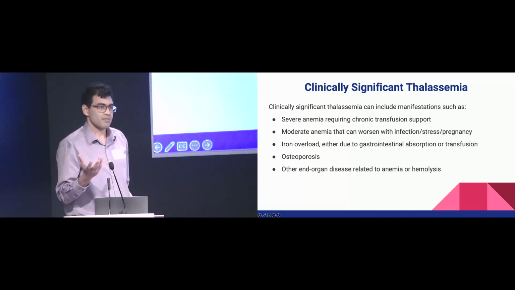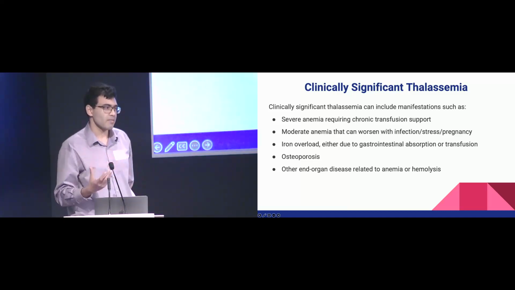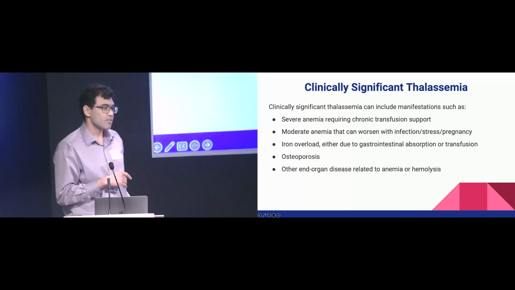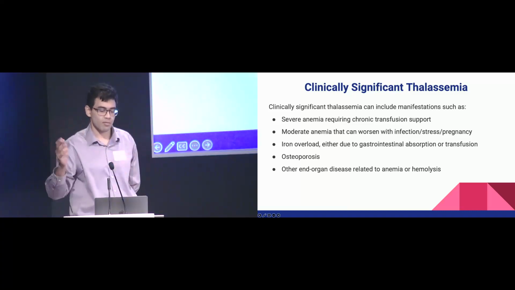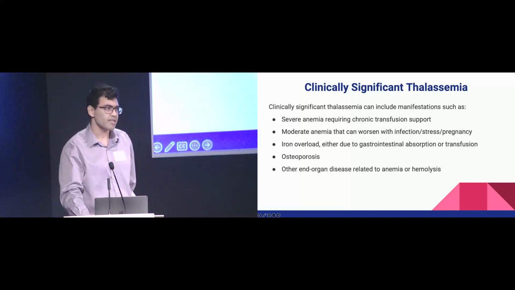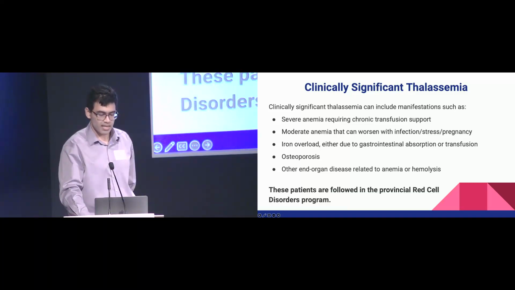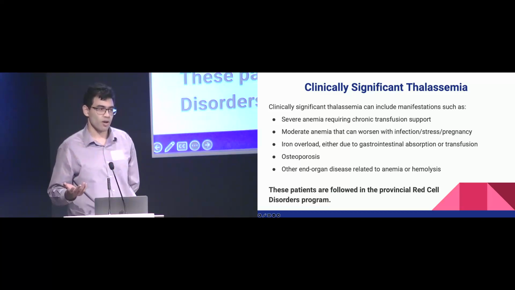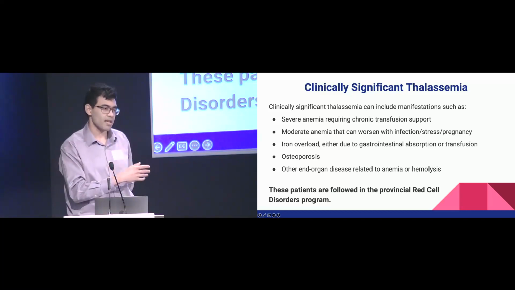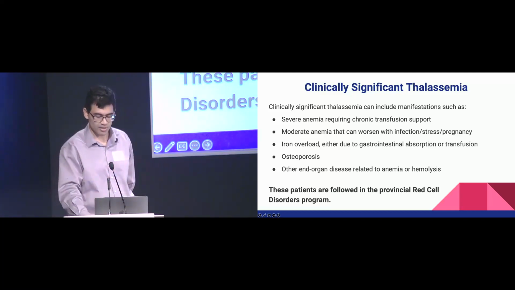But it's a multi-system disease. It's not just about the transfusions or the anemia. Thalassemia is characterized by iron overload, which I'll get to in my next section, osteoporosis, and then a number of other end-organ manifestations either related to anemia itself or due to hemolysis. So it's a significant multi-system disease. Most of these patients in BC are followed by the provincial red cell disorders programs. That's St. Paul's for the adults, and BC Children's on the pediatric side.